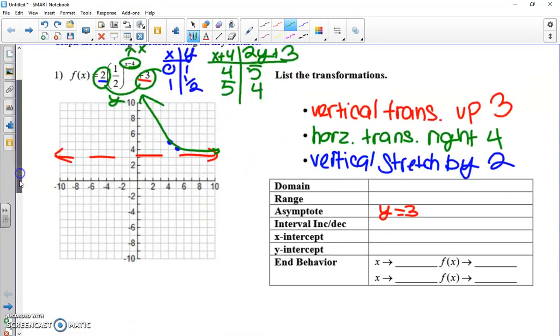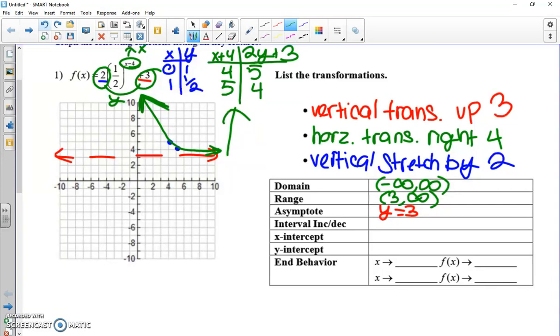For domain, remember for these it's always all real numbers, negative infinity to positive infinity, and that's for all exponentials. It's because this side is going to the left, this side is going to the right, so it's going forever. But the range this time doesn't go down here. We don't go into the negatives at all. We start at the asymptote and it's everything up from that, so it's going to be 3 to infinity. It's always really just the asymptote to either positive infinity if it's going up, or negative infinity if it's going down.